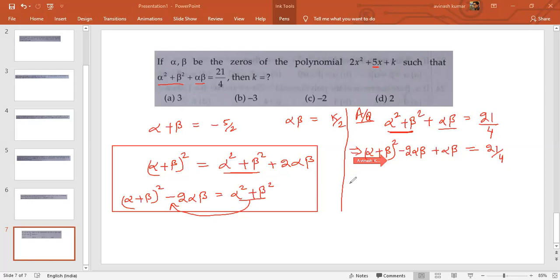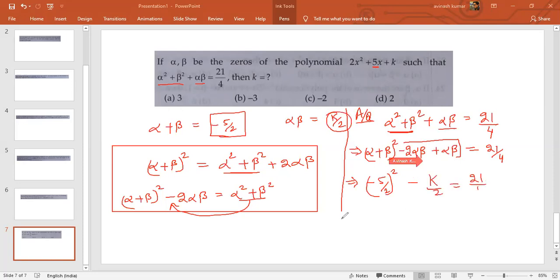So now I can write alpha plus beta kitna hai? Minus 5/2. So I will write it down here, minus 5/2 का square. और इसको आप देखो इन दोनों टर्म को, तो ये कितना हो जाएगा? माइनस अल्फा बीटा हो जाएगा, राइट? तो माइनस अल्फा बीटा मतलब क्या? k/2 equals to 21/4. So we can write down this one as 25/4 minus k/2 is equals to 21/4.